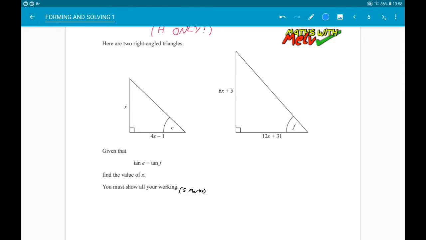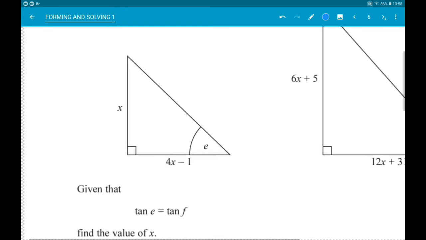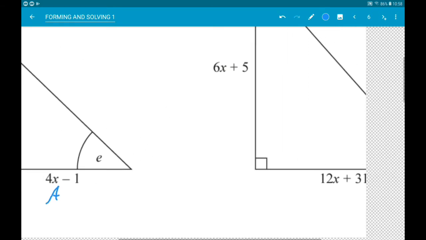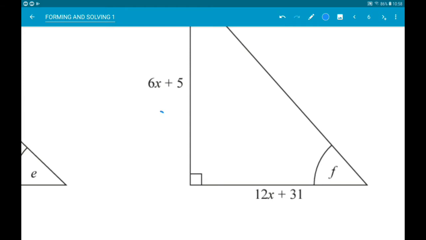Okay, so tan's involved with thinking SOHCAHTOA. So, in both triangles, with reference to the angles, we have the opposites and the adjacents. So that's why we have tan involved. If you're rusty on your SOHCAHTOA at all, I'll put my playlist down below.